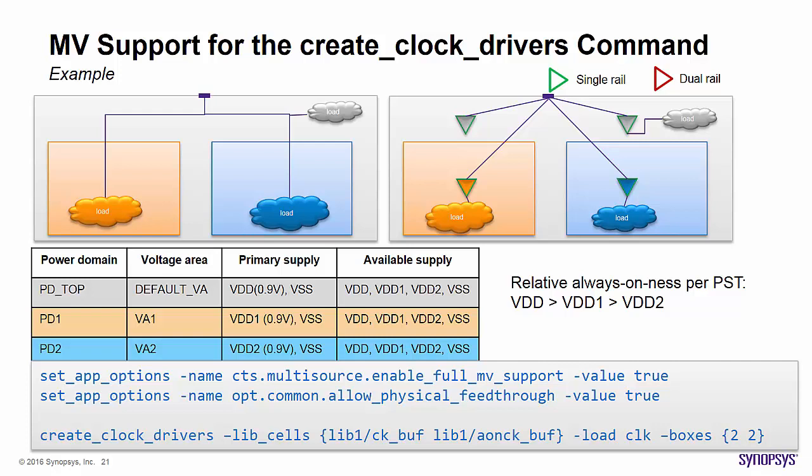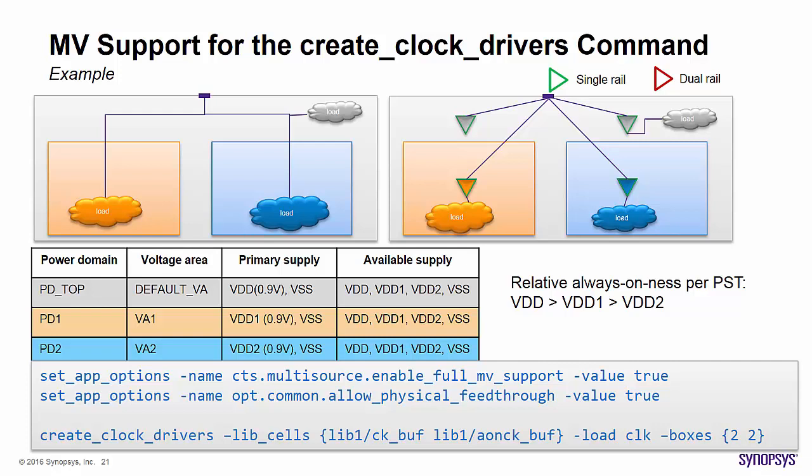Accordingly, 4 clock drivers are inserted. Loads in VA1 are assigned to one of the cells inserted in VA1, and similarly, loads in VA2 are assigned to one of the cells inserted in VA2. Rest of the loads will be connected to one of the drivers in default VA.